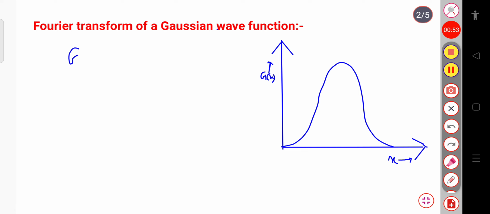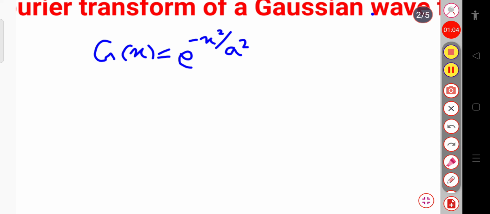Or you can say that this Gaussian function expression, here I am writing this g of x, will be equal to exponential minus x square by a square, or it may be written as some normalized constant N times exponential minus a x square. So basically it is a symmetric function, because the function is in the form of exponential minus x square.